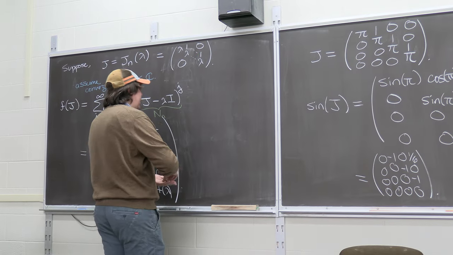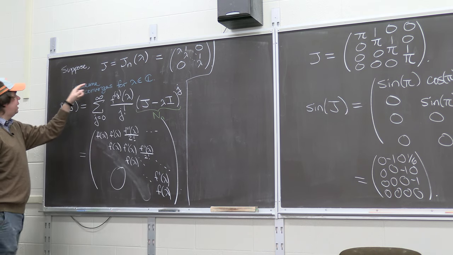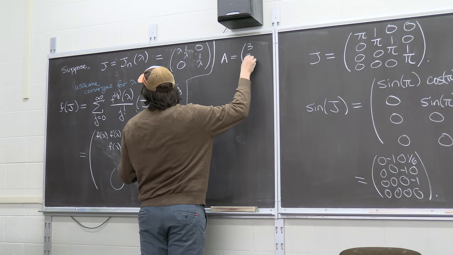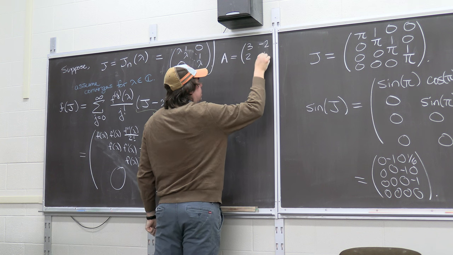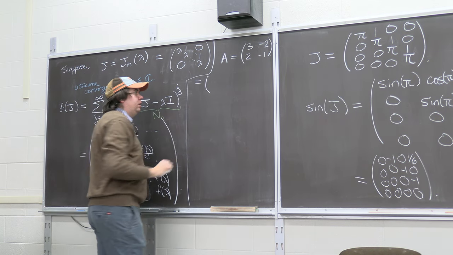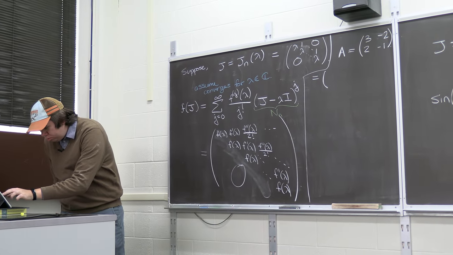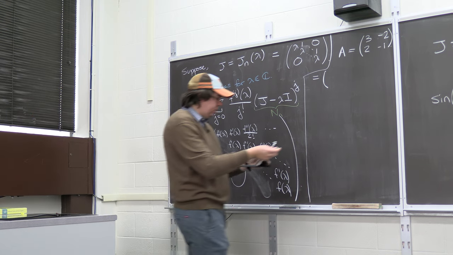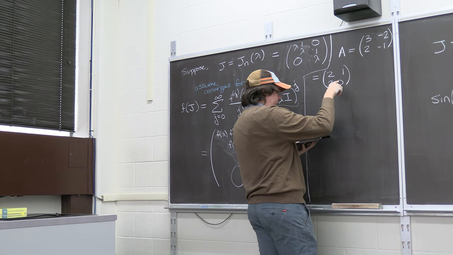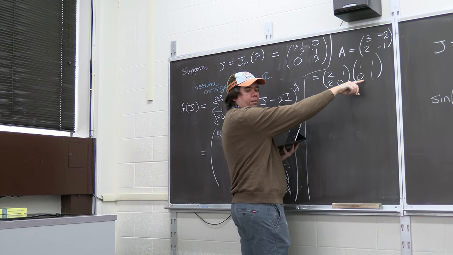But let's think of a concrete example. So the example we opened class with today is I had A equals, there's still a remnant of it, A equals 3, 2, minus 2, minus 1. And if we find the Jordan decomposition for that, let me find it, I did it out the other night. Here we go. It just comes out to be 2, 1, 2, 0, that's my P. My J just was 1, 1, 0, 1. So it's a single Jordan block with lambda being 1.